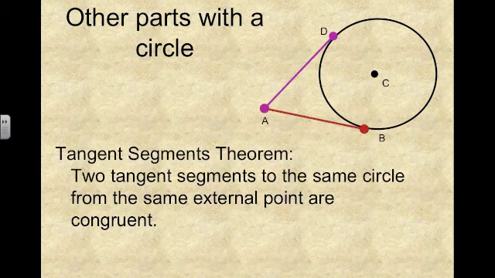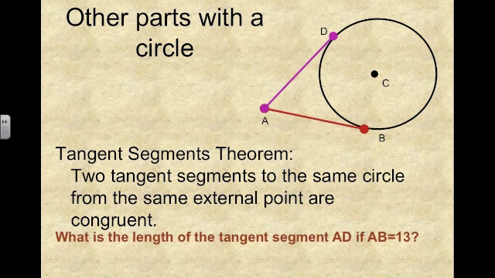Now, tangent segments theorem. Two tangent segments to the same circle from an exterior point are congruent. So if I start out here at point A, and I draw a tangent line to the circle and it happens to hit at D, and I draw a tangent line to the circle and it happens to hit at B, and I just look at the tangent segments from A to D and A to B, they have to be the same length. And that's because if I drew in AC, and I drew in BC, and I drew in DC, I could prove that those two triangles are congruent by leg angle. And because I'm doing it by leg angle, that means the whole triangles are congruent. So that means AB and AD have to be the same length.